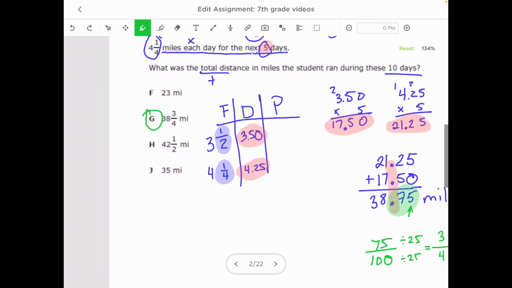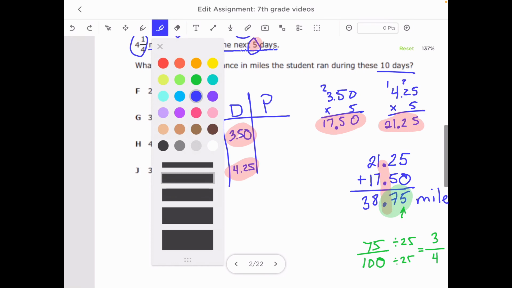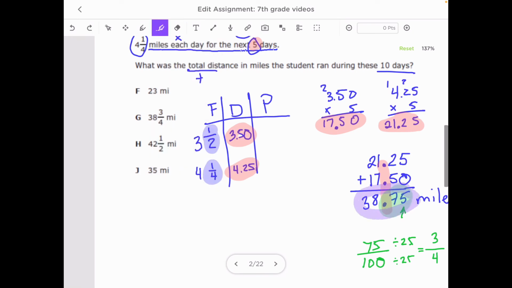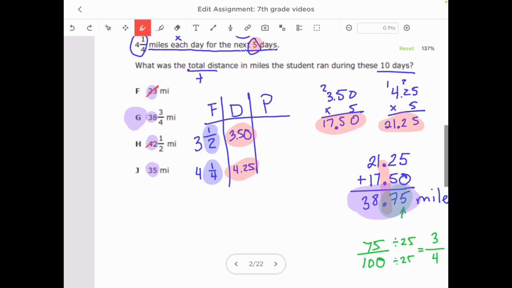Or I could have looked at this. I could have said, okay, here's my number. This is my answer right here, 38.75. I'm going to look at my answer choices over here, and I'm going to look at the whole number. And I'm going to ask myself, okay, which one has 38? The only one that has 38 is this one, answer G. You could have used the process of elimination to get rid of all these other answer choices because they are not even close to 38. The last one was, but I know that it has to be 38.